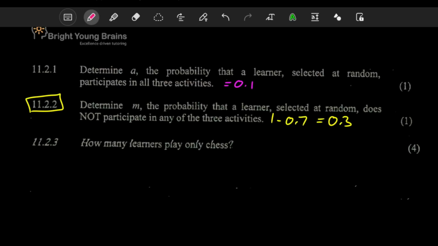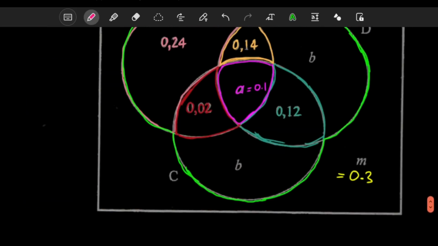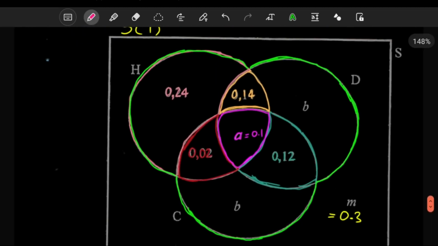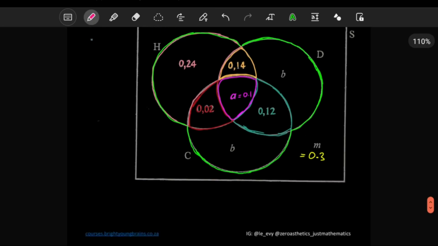So, oopsie. It says here, how many learners play only chess? So obviously they want us to work out B here, which is super easy. I don't even know why they're giving us 4 marks, but complaining because they're giving you marks. Bro, what kind of nonsense is that?